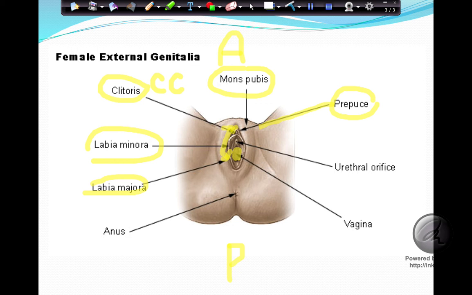The labia minora also plays a role in sexual arousal and response. It's another highly sensitive area. It's not as sensitive as the clitoris, but it does play a role in sexual arousal and response and sexual satisfaction.